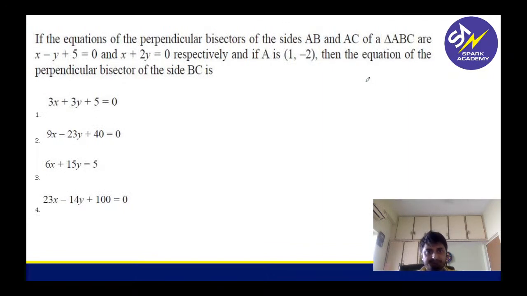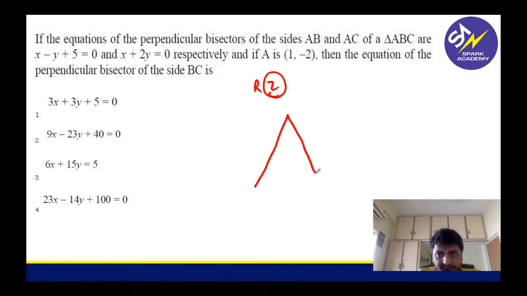This one. A round 2 question. But if you know the perpendicular bisectors concept, it's easy. So how do you draw it actually? If you want to visualize the figure, just draw a triangle like this. I will mark it as A, B and C.